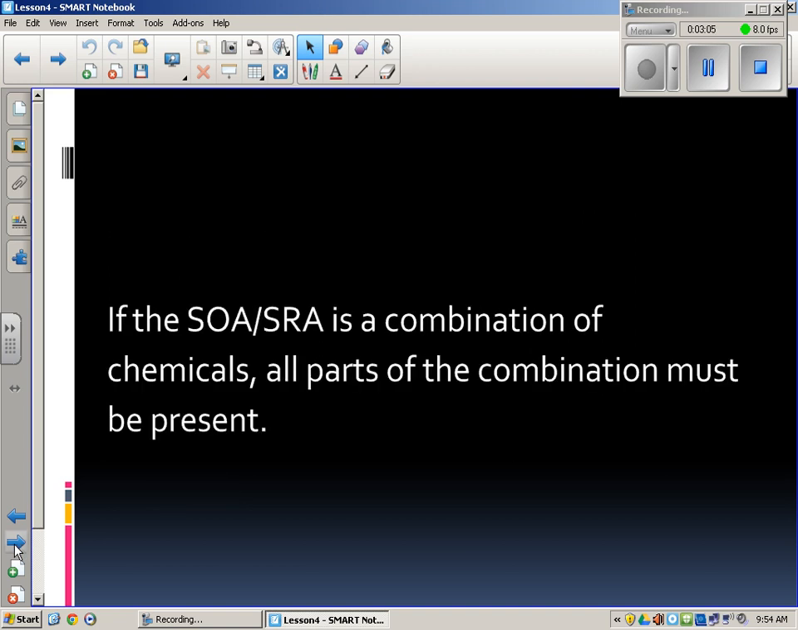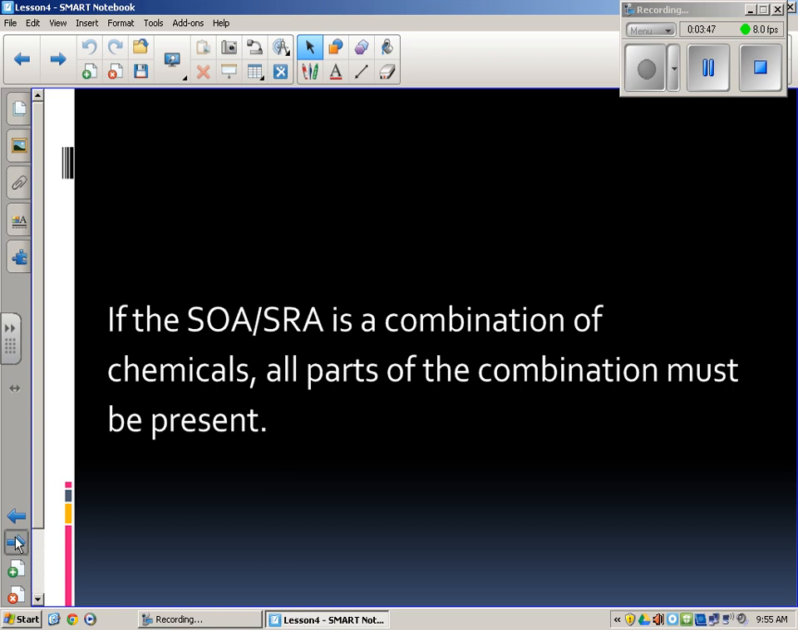Okay, so if the SOA or SRA is a combination of chemicals, all parts of the combination have to be present, okay? So, in some cases, it's not just simple like we did for homework the other day. It's a little bit more complicated than that in some cases. We have to make sure that if there's anything else that we use in that chemical half reaction, we need to use that as well. Okay? And actually the first example is going to do that for you and show you what I mean. So you have to make sure everything that's required for that half reaction is present.